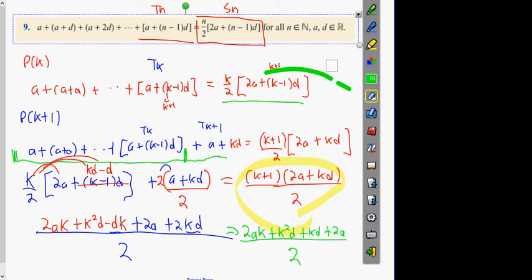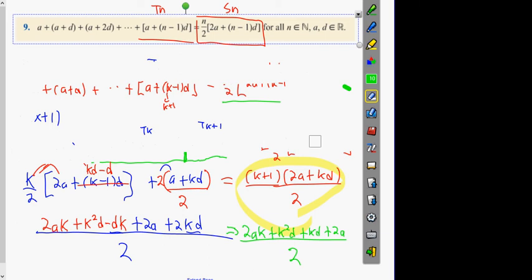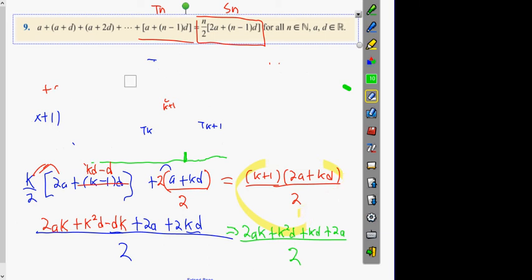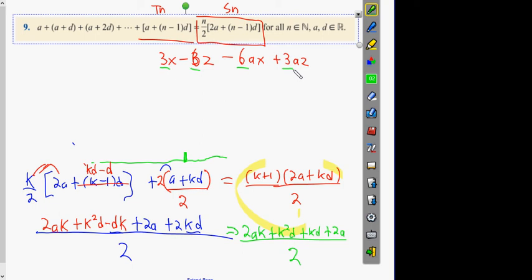Now, to factorise this, what we're going to have to do is factorise it. If I gave you a Junior Cert question like this, a really simple one, like 3x minus 6z and then minus 6ax plus 3az, and I said, guys, factorise that, this is what I see. I see 3, 6, 6, 3. I want 3, 6, 3, 6.